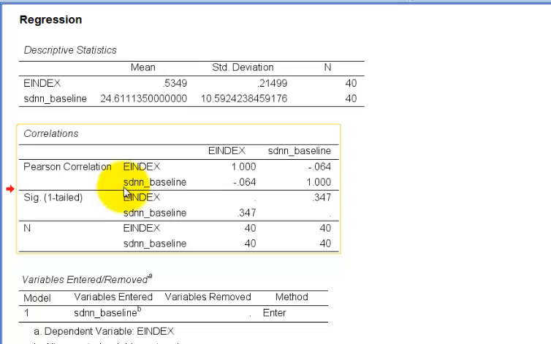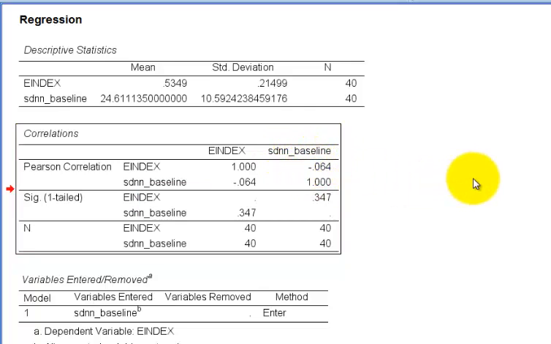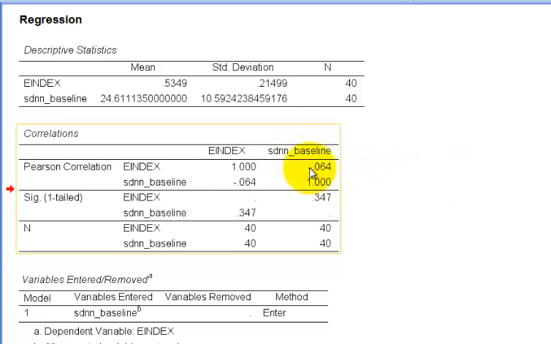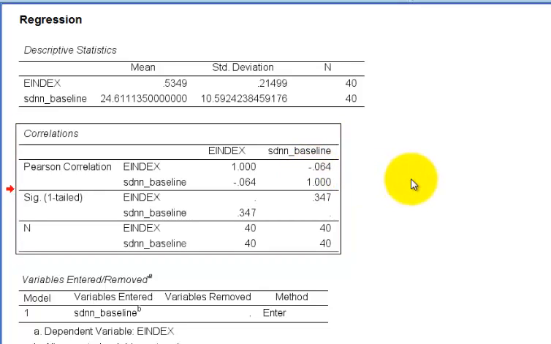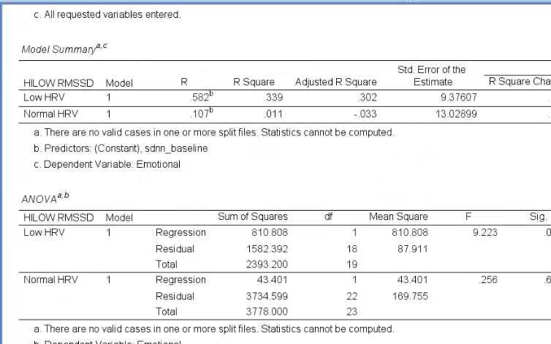Here's the actual correlation. Between the eating index and your baseline, it is not significant. It's very small. So there is no relation. Most of these little one-on-one simple regressions that he ran, none of them were significant until we got to this one. It is high-low RMSSD versus low HRV. It was significant, right? Let me pull this over so you can see it.